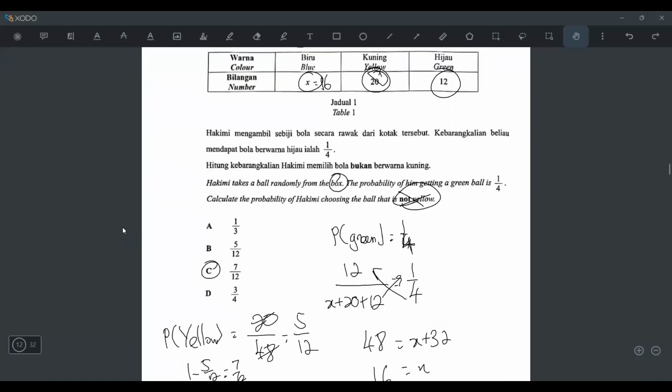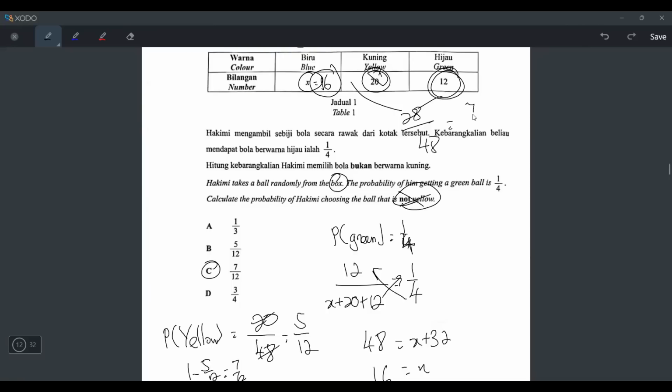Or you can also say, because they say not yellow, right? You can just take 16 plus 12, which is 28 over the total 48. You will get 7 over 12 also. Okay. So yeah, it's the same. So that's how you do it.